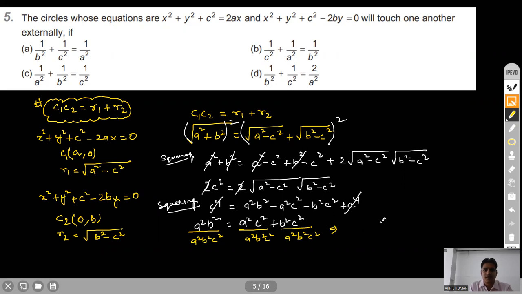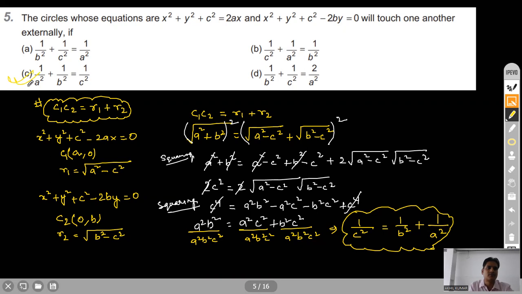What you will get from here? It will be 1 by c square is equal to c square, c square will be cancelled, means 1 by b square. And here we are left with b square, c square will be cancelled, 1 by a square. So this is the condition. If this condition is getting satisfied, that is 1 by a square plus 1 by b square is equal to 1 by c square, then both these circles will touch each other externally. Right, so this will be our correct option, option C, 1 by a square plus 1 by b square is equal to 1 by c square.